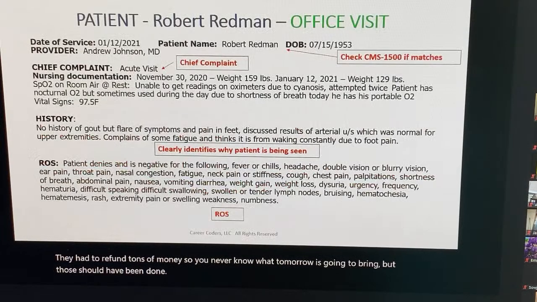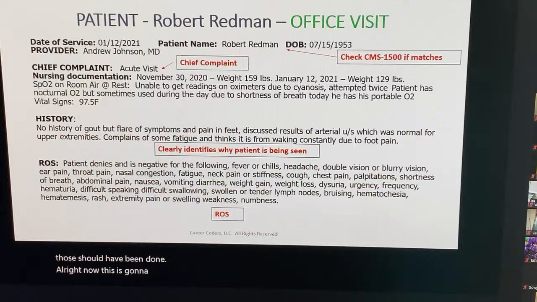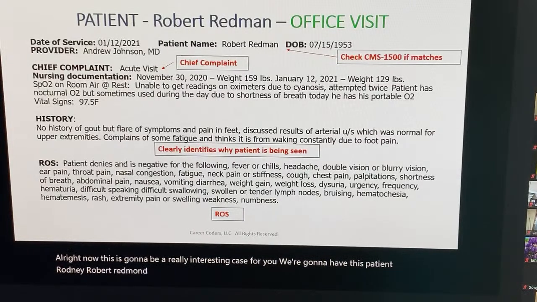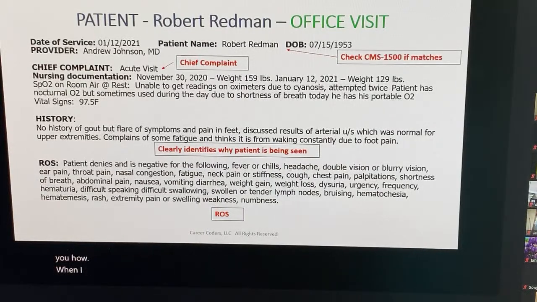All right, now this is gonna be a real interesting case for you. We're gonna have this patient, Robert Redmond, for an office visit and then a hospital visit. And we're gonna show you how, when I see this, I'm going, oh my gosh, all the problems they have with this one.